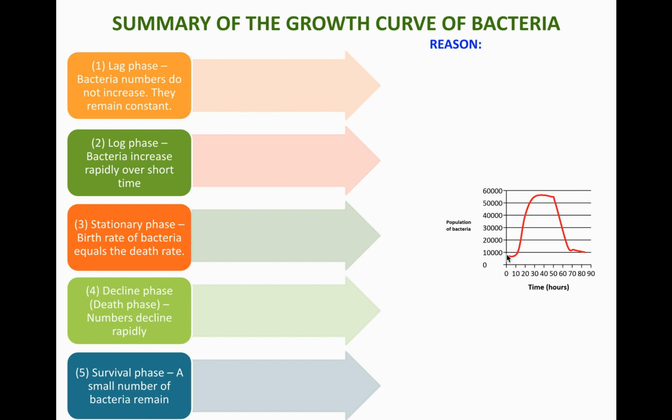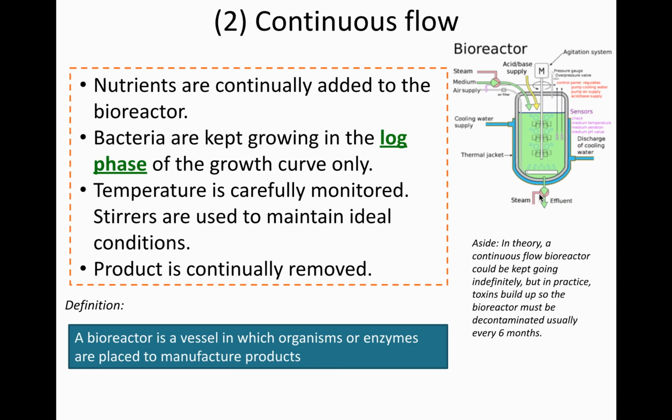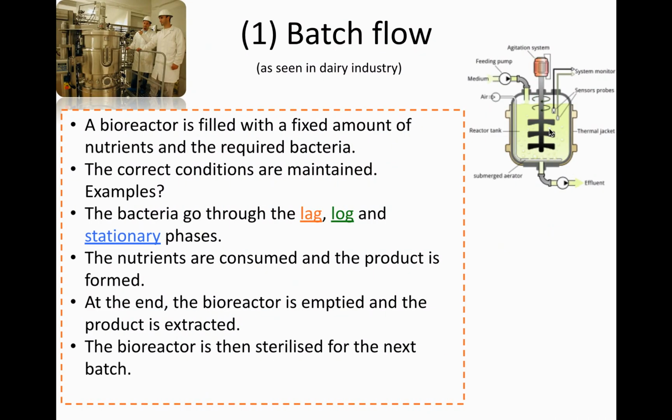So in batch flow processing, we want the bacteria to go through the lag phase, then the log phase, and we're going to try to keep them in the stationary phase. Once they hit that stationary phase, they will have converted most of the milk to cheese. So in other words, batch flow processes will go through lag, log, and stationary, and we do not allow it to go through the decline phase.